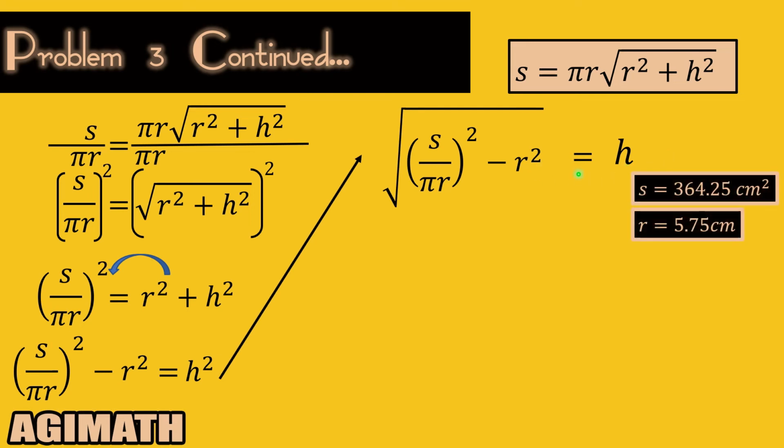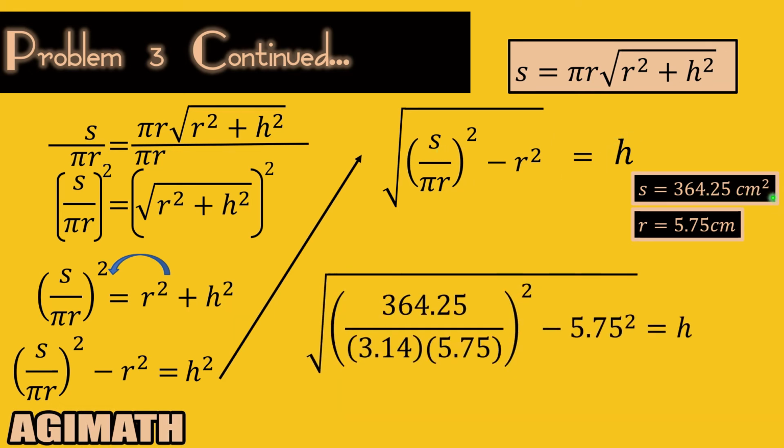Okay, let me give you back the given earlier. S equals 364.25, R equals 5.75. Since we already have the formula, all we can do now is substitute. Substitute S by 364.25. Pi, in this video we are going to use 3.14, but we know that pi is irrational. But for the purpose of solving this problem, we just use 3.14. R is equal to 5.75, so that's why 5.75. And then just follow the formula. R squared, that's why we have 5.75 squared, is equal to h.